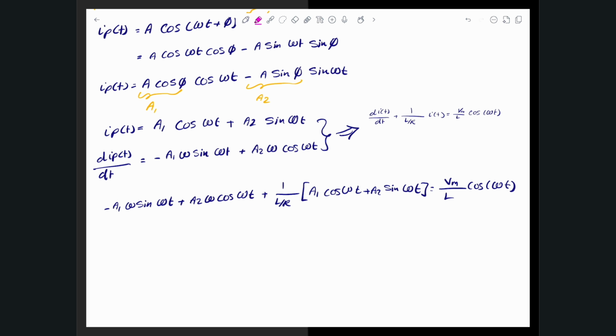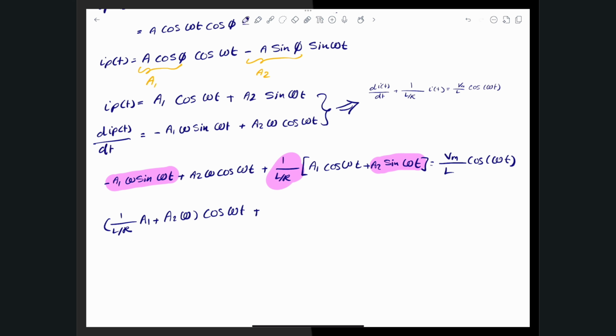All right, so I'll rearrange the terms so that we have the cosines together and the sines together. Let's arrange these cosines in here with that L divided by R. So what we end up with is 1 divided by L divided by R, A1, plus A2 omega, and the whole thing is cosine omega t, plus, and now let's take a look at the sine. The sine would be this sine, and we should not forget to multiply here. So for the sine, it will be negative A1 omega plus 1 divided by L divided by R A2, and the whole thing is sine omega t, and that here is equal to Vm divided by L cosine omega t.